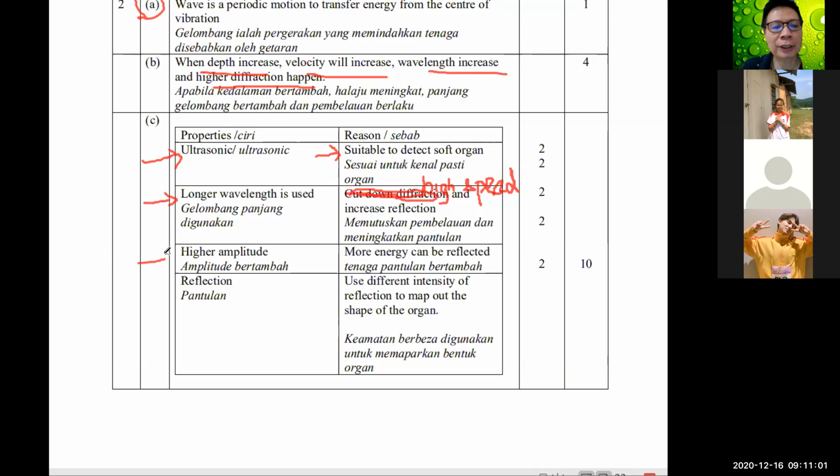Next, higher amplitude, more energy. And the last one is reflection. We choose reflection, the sound reflected. Different intensity of reflection to map out the shapes of the organ. Different parts of the tissue can reflect the sound differently. So different intensity of reflection can map out the shape of the organ. This is the reason.